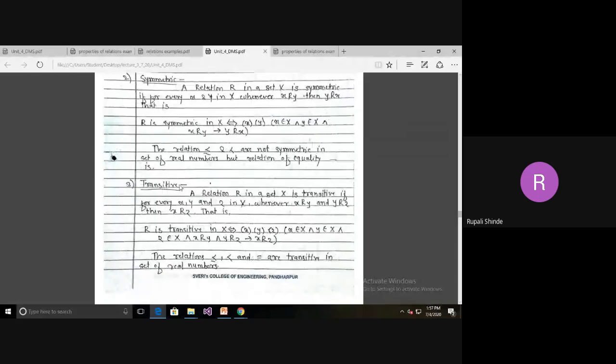So now next property is a transitive. So what is meaning of this transitive property? A relation R in set X is called as transitive if for every x comma y comma z in set X, whenever x is in relation R with y and y is in relation R with z, then x is in relation R with z. Then only we are going to say that this property is a transitive property. Okay, so we will see that with the help of example.